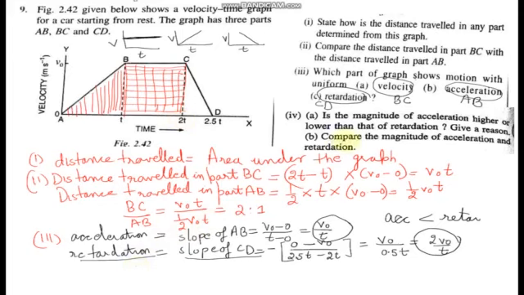Next part it is written, you have to compare. So how can we compare? Acceleration over retardation. This is V0 by t. This is 2 into V0 by t. So the answer comes out to be 1:2. So this is how we have compared.